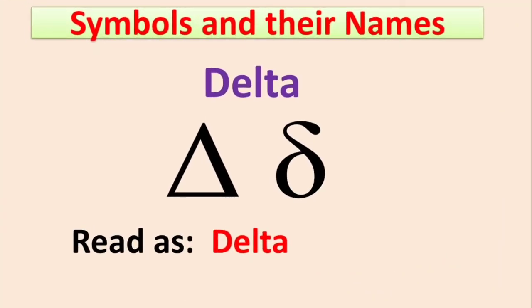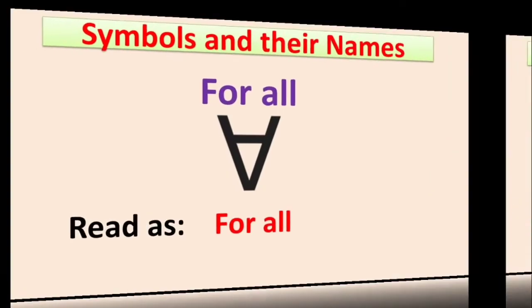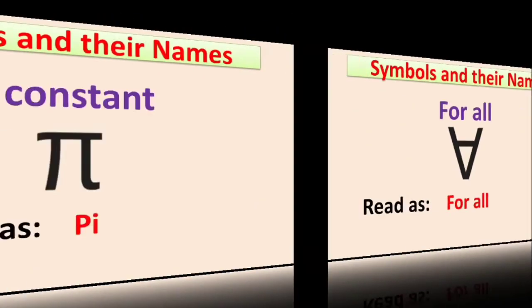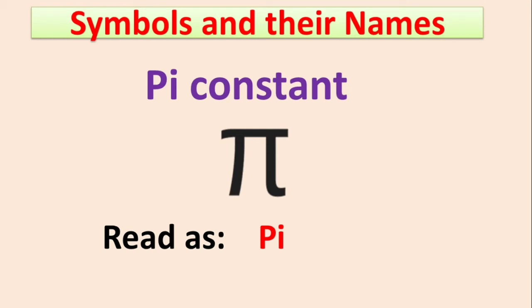Then there are 2 symbols of delta. One is larger delta and one is smaller delta. Delta is used to show the change. For example, temperature is changed from T1 to T2. This symbol you are watching is of for all and it is read as for all. This next symbol is of pi. The value of pi is 22 by 7. It is read as pi.